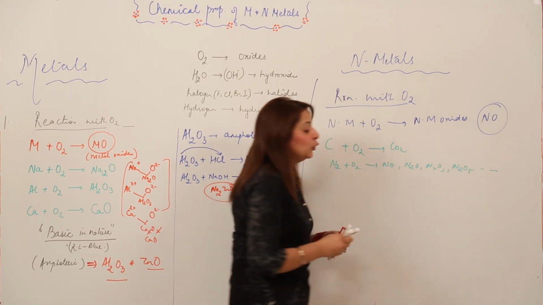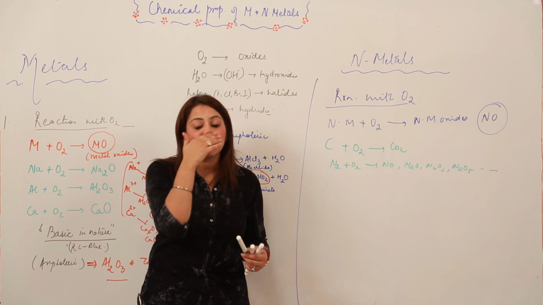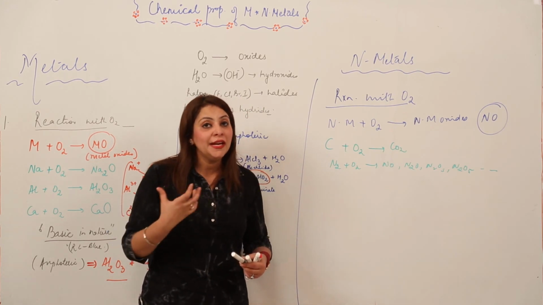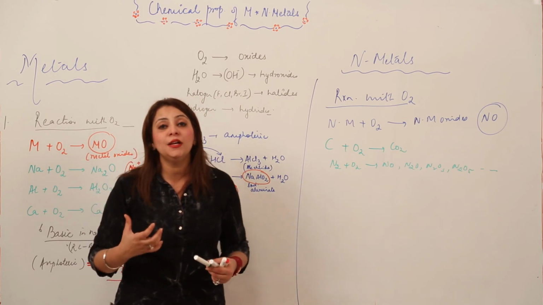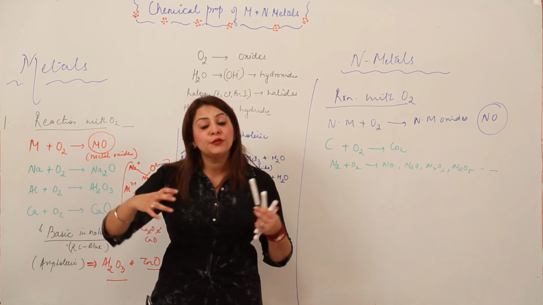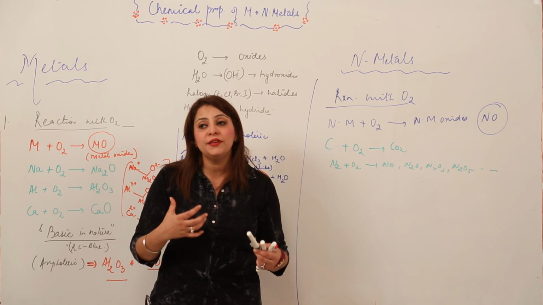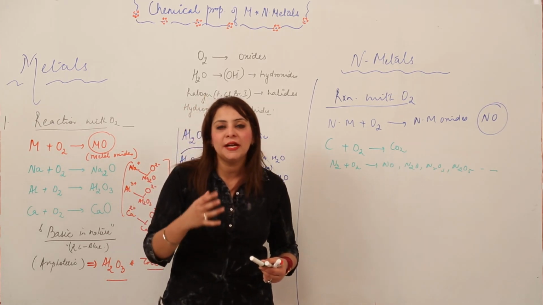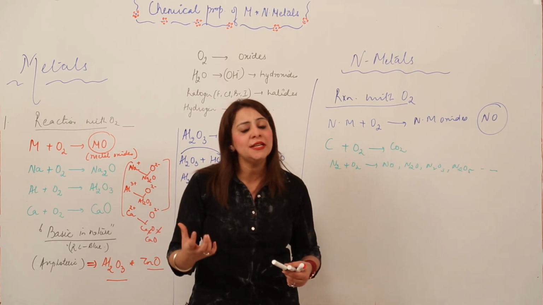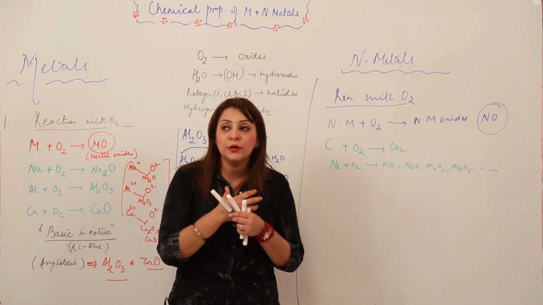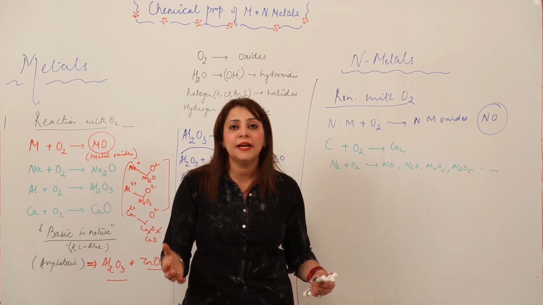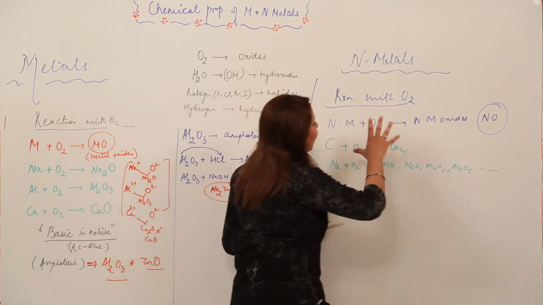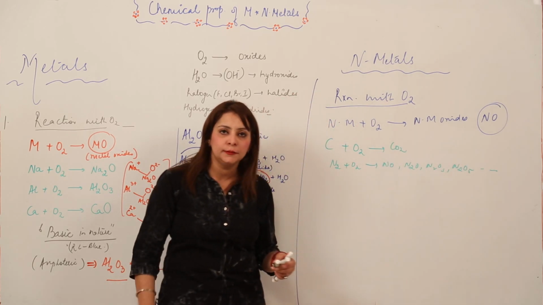So likewise, you know that nitrogen is an element which shows a variety of oxides. You may get a question: name a non-metal which shows oxides of different formulas, or a variety of oxides. That is nitrogen, right? The combination of nitrogen with oxygen gives many kinds of nitrogen oxides. So this is how non-metals react with oxygen.